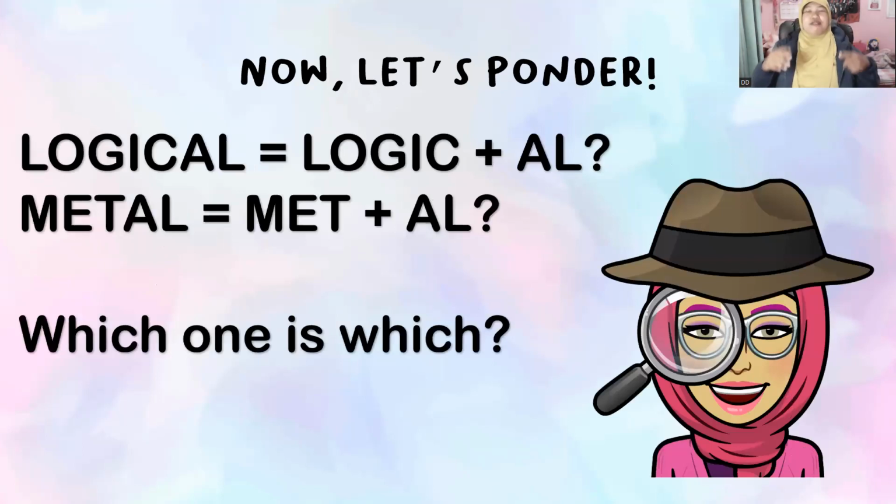So now, before we go further, let's ponder. This is a question for us to think further in our lesson. Logical and metal, both of them end with "l", but does the "l" suffix mean something in both words? So which one is which? Which one is merely a word, and which one is a word with a suffix? Okay, now let's continue.